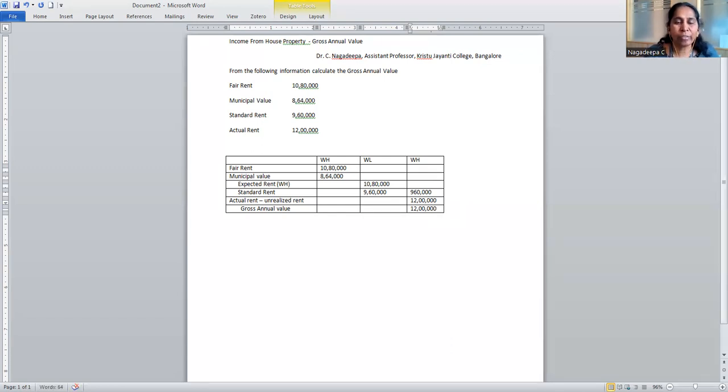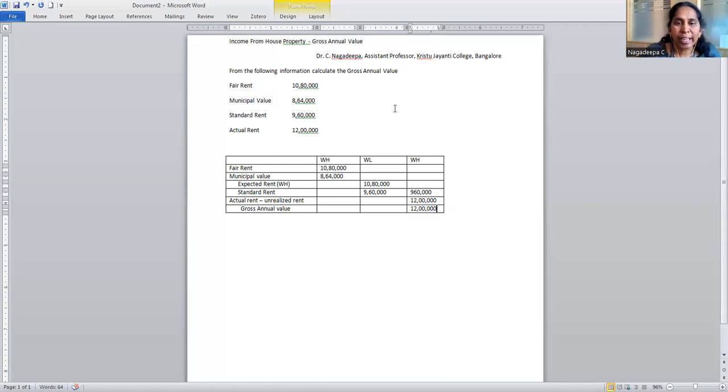Further, this can be continued with net annual value. That means by deducting the municipal tax paid by the owner, it will be considered as net annual value. After that, you can deduct two deductions which are allowed under the head income from house property. One is standard deduction, that is 30% of the NAV. Next one is interest on housing loan taken for the purchase, construction or repair of the house. Only these two deductions can be deducted from the NAV. Then the last amount will be considered as taxable income from house property.